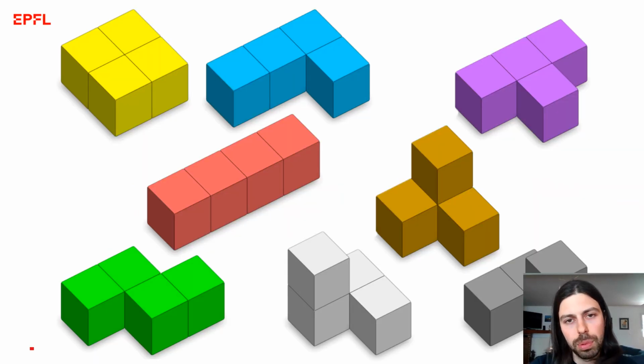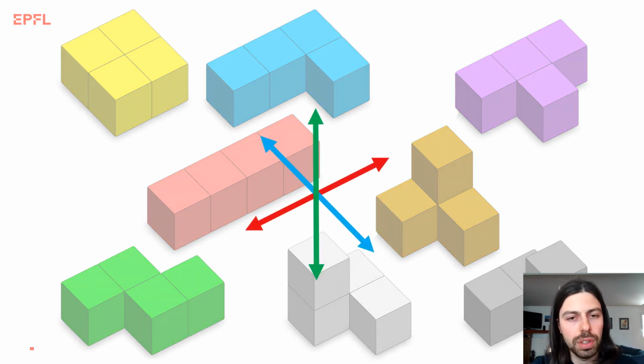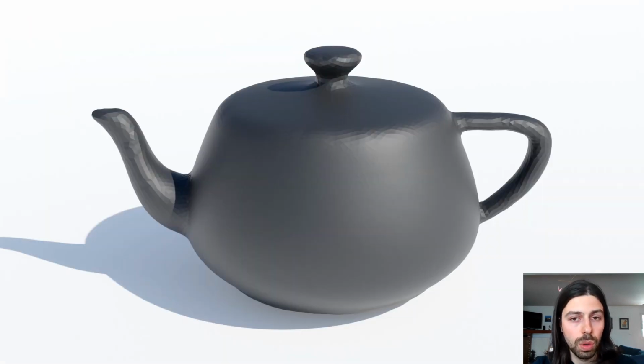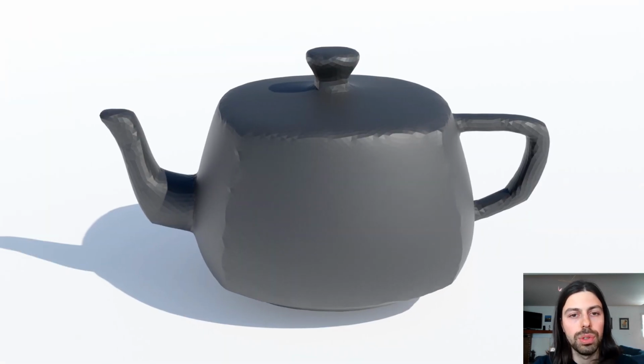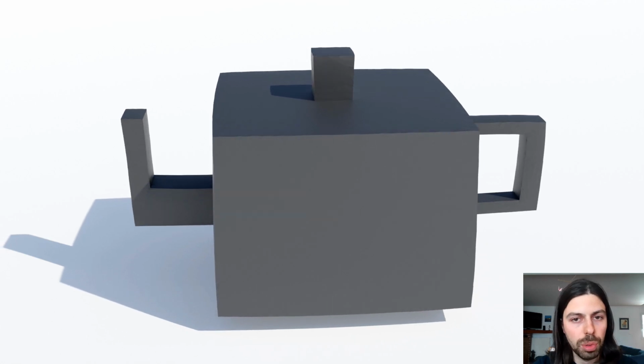So to begin with, polycubes are sets of axis-aligned cubes. And the important thing to notice here is that all face normals are aligned with the 6 principal axes, where you consider both directions of every axis. Our goal during this presentation will be to deform an arbitrary shape to a polycube.